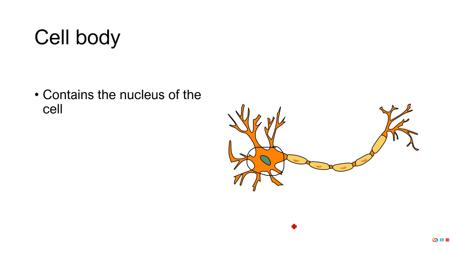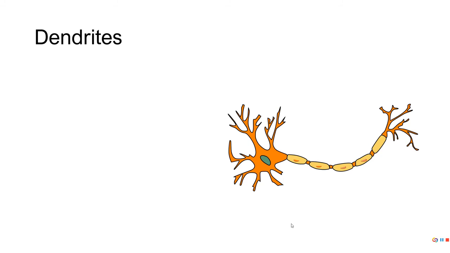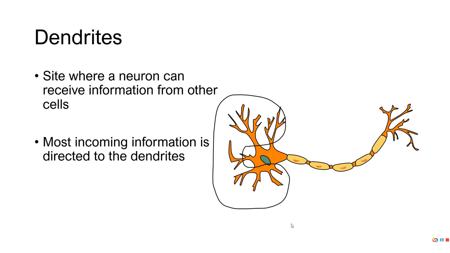Now the cell body also helps to maintain the structure of the cell, and just like all other cells, the cell body and nucleus is where protein synthesis occurs. Next, we have the dendrites, which are shown by this circle. Now, the dendrites are the primary site where information is received from other cells. Once a dendrite receives information, it sends this information along to the cell body where this information is processed, and then something happens, or in some cases, nothing happens, depending on what the cell body decides.